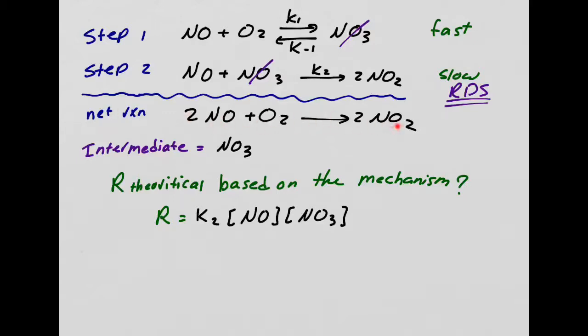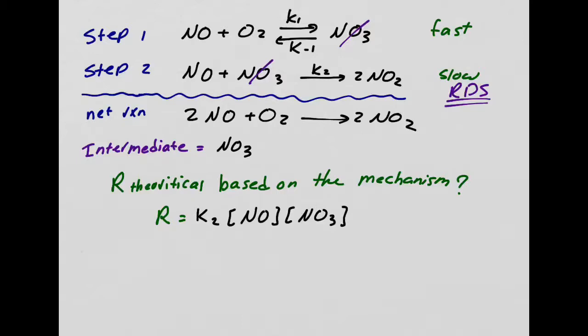This is my final reaction. And the rate law that I have based on the mechanism has NO3. But NO3 is not in the net reaction. Now, because NO3 is not in the net reaction, I cannot measure it in the experiment.